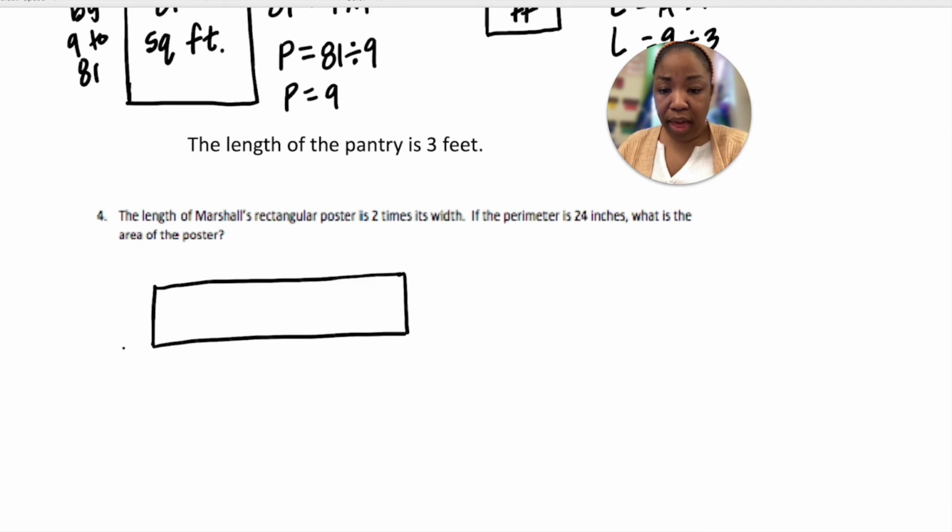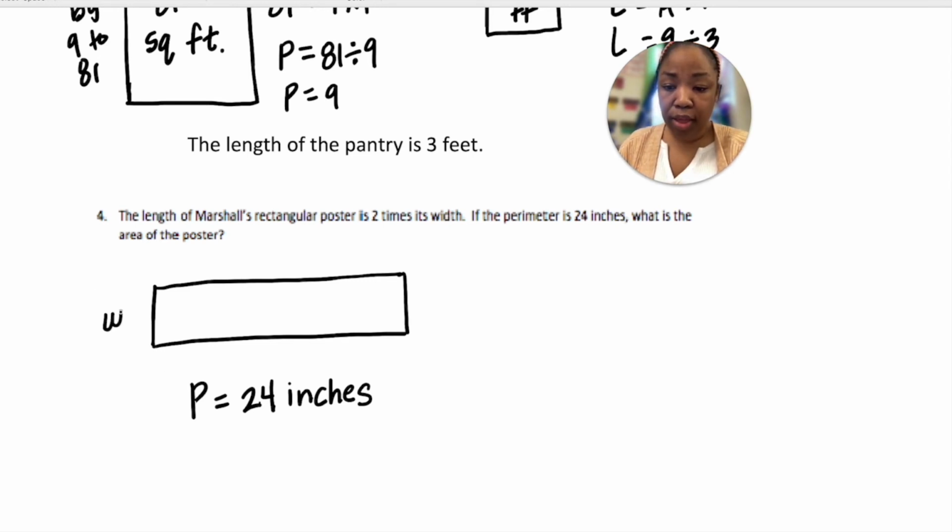We know that the perimeter is 24 inches. We also know that the length of the poster is 2 times its width. So the width is W. We don't know what it is. But the length is 2 W's. Right? We're going to do W 2 times because it says 2 times its width. So the width is W, the length is 2W.